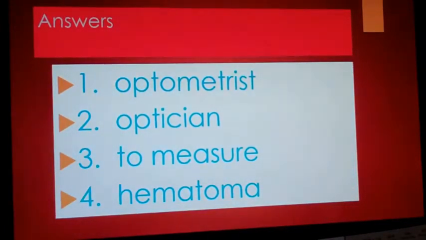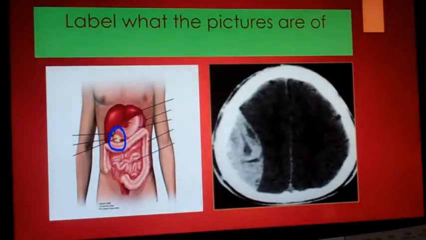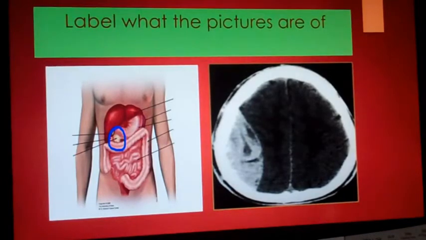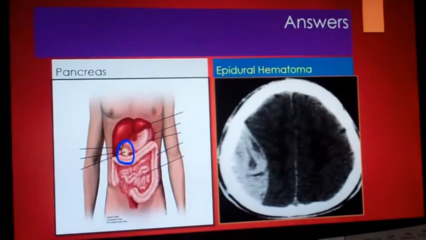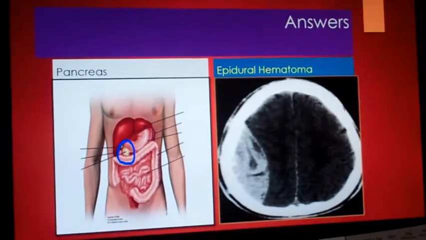Number 1, optometrist. Number 2, optician. Number 3, to measure. Number 4, hematoma. Label what the pictures are of. Answers. Pancreas and an epidural hematoma.